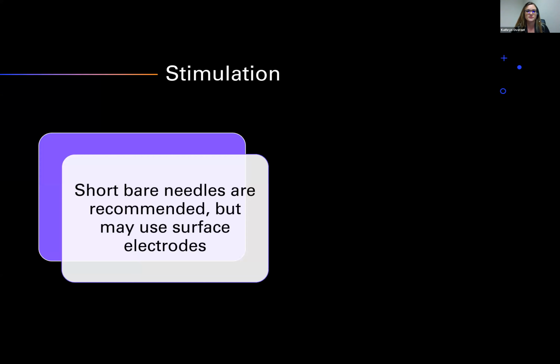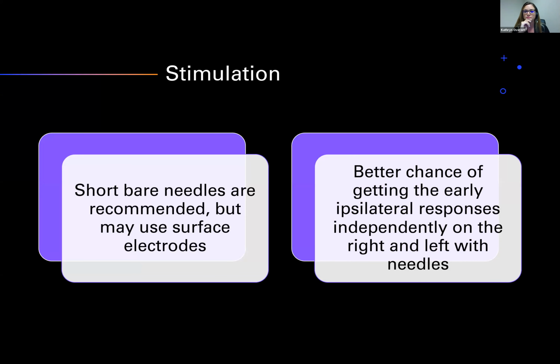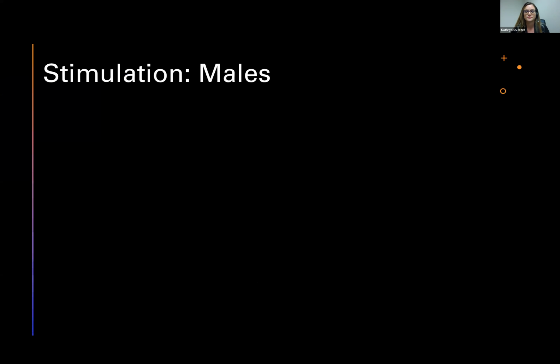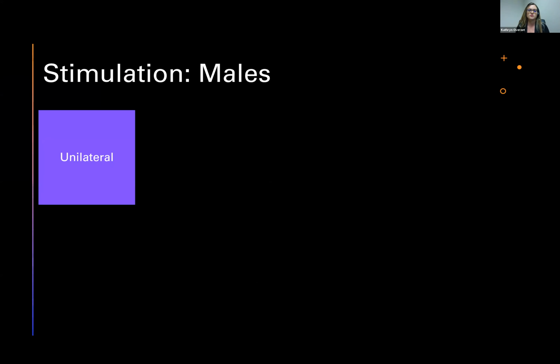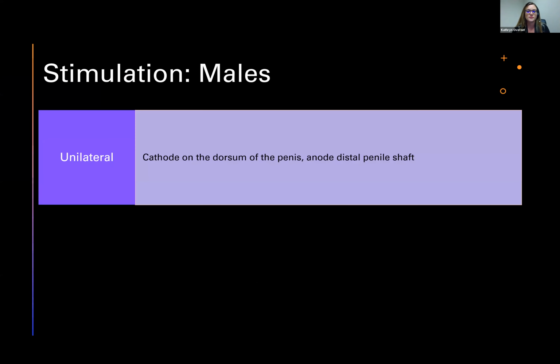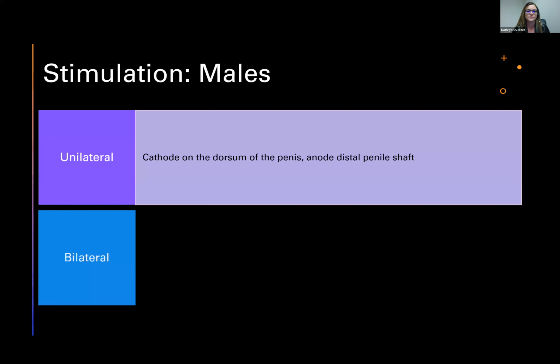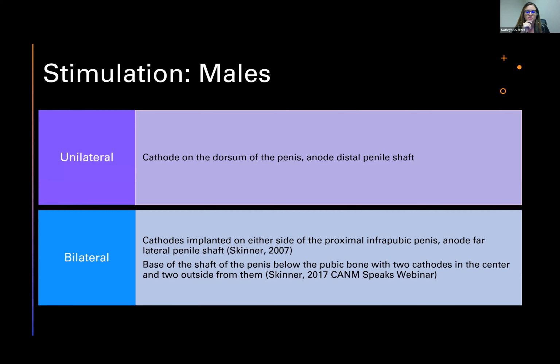For the patient setup for stimulation, we recommend the use of short bare needles. You can use surface electrodes, but we'll go into more detail in a minute. There's a better chance of getting the early ipsilateral responses independently if you use needles as opposed to surface electrodes. For males, there are two options. You can do a unilateral stimulation by placing the cathode on the dorsum of the penis and the anode at the distal penile shaft, or you can do a bilateral recording.